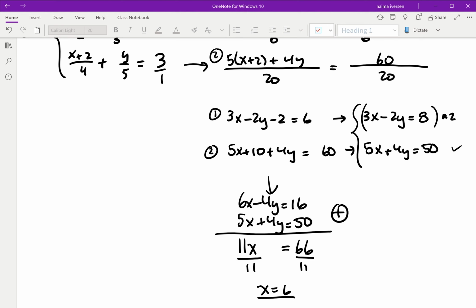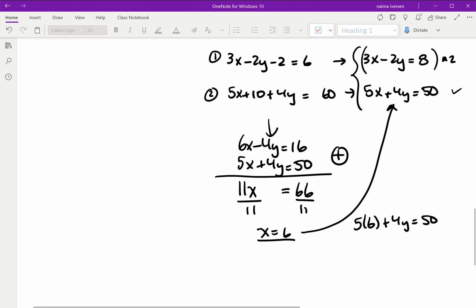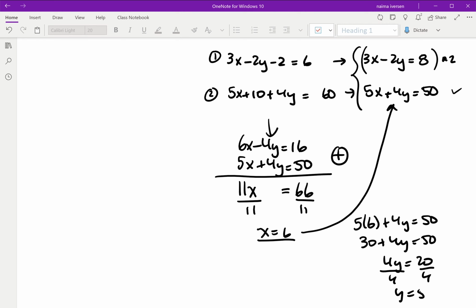You can plug it back into whatever equation that you want. Maybe I'll just use this one right here. So 5 times x plus 4y is equal to 50. So 30 plus 4y is equal to 50. 4y is equal to 20. Divide by 4, y is equal to 5.